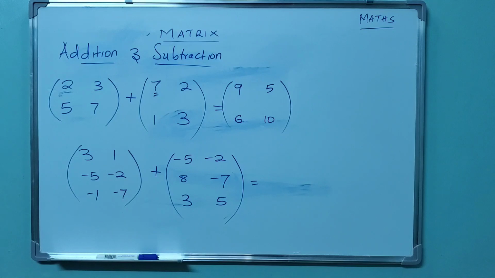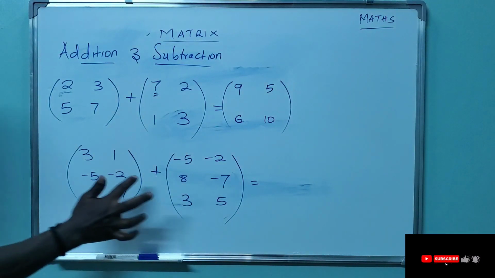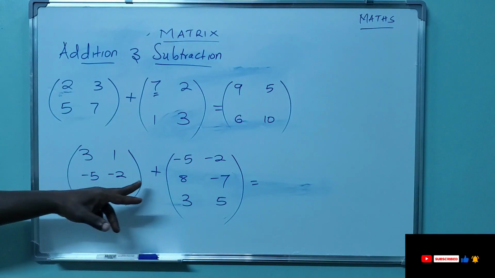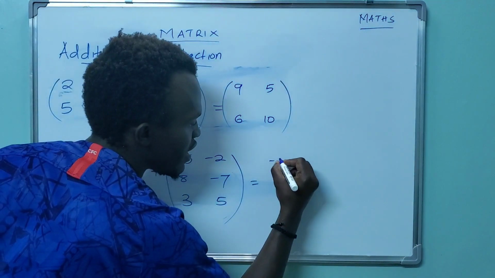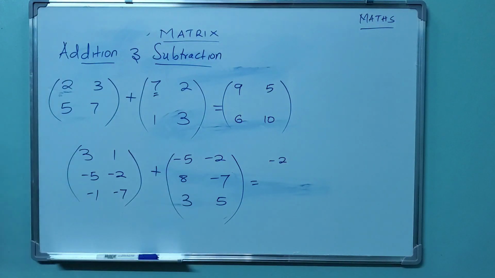First of all, I'll come here. 3, when I add it to negative 5, this positive and this negative is going to form a negative. So 3, when I subtract 5, what am I going to have? I'm going to have negative 2. I'll write negative 2 there. Why have I combined 3 and negative 5? Because they are in the same position on those two different matrices.